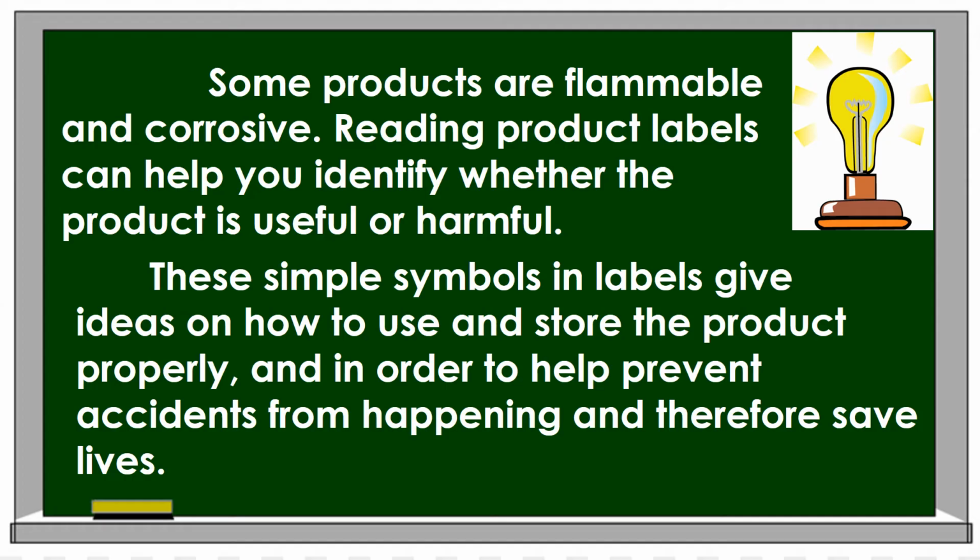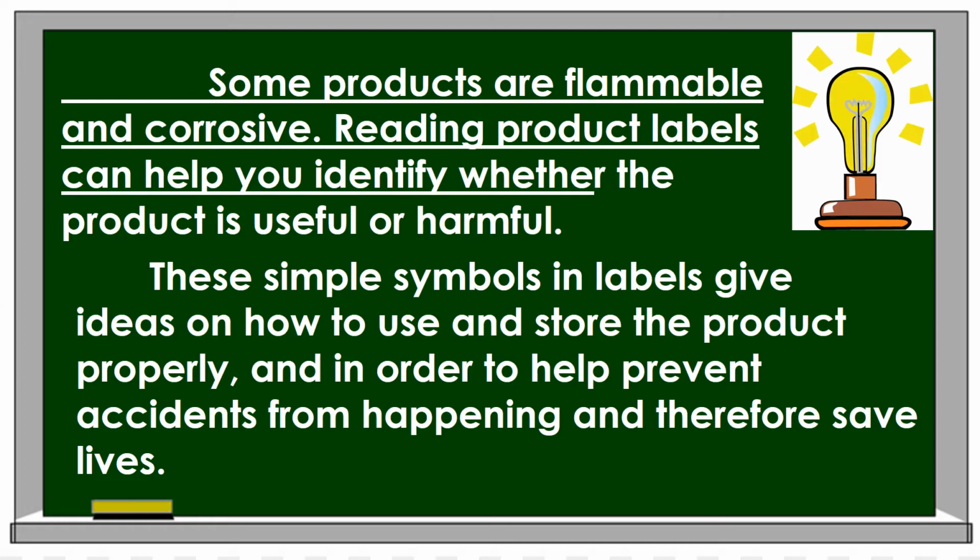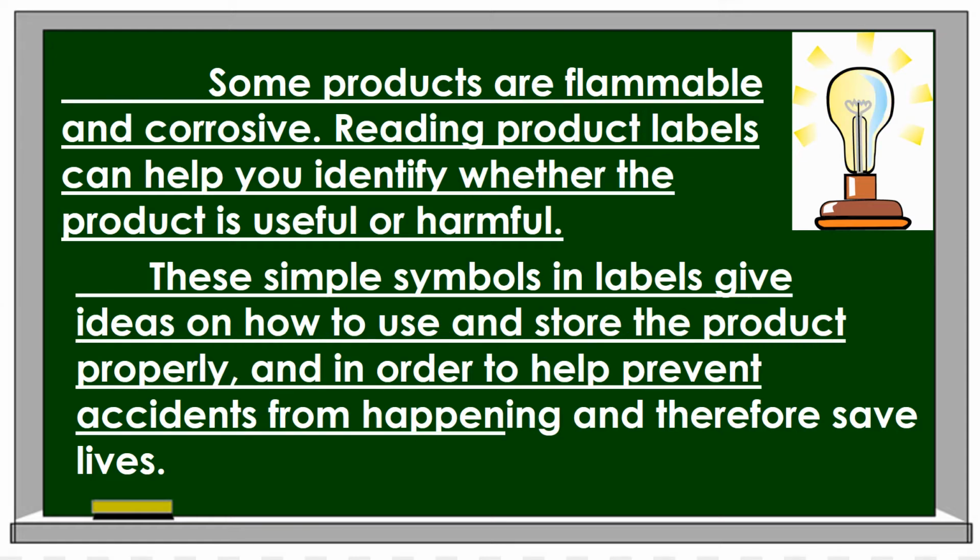Some products are flammable and corrosive. Reading product labels can help you identify whether the product is useful or harmful. These simple symbols in labels give ideas on how to use and store the product properly, in order to help prevent accidents from happening and therefore save lives.